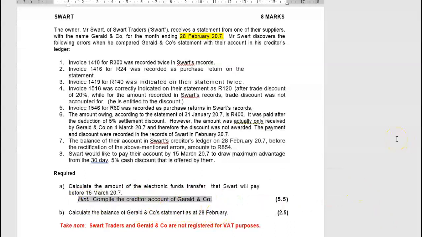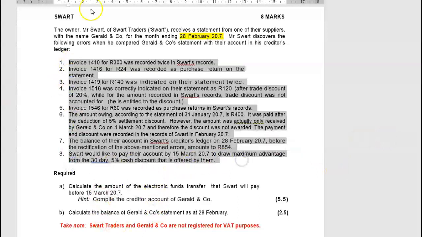You should have known exactly, if you want to know what amount you're going to pay the guy, that you have to have at least the final balance for him. So therefore, if there are any adjustment entries that you have to pass, you should pass them before you determine the amount that is due to him. Take note, Swart Traders and Gerald and Company are not registered for VAT.